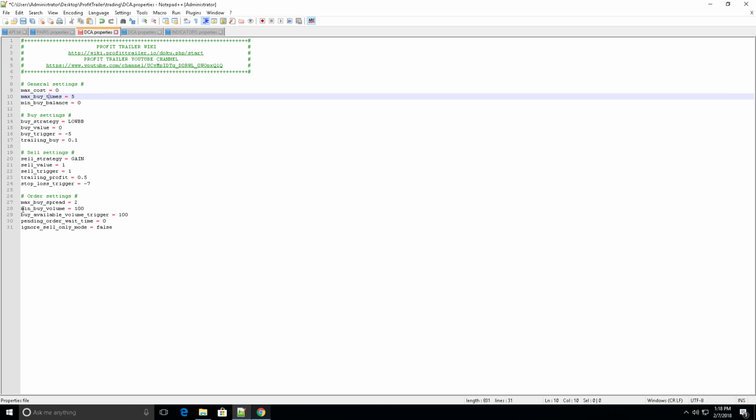Max buy spread, this is the same as the one in the pairs file. It's the difference between the highest bid and the lowest ask. Min buy volume, this is the minimum volume of the coin that has to be met in order for a buy to be executed.